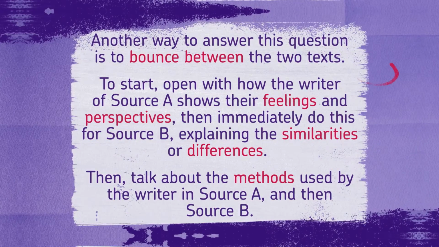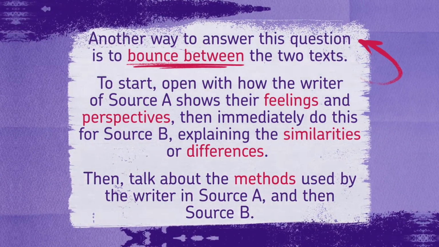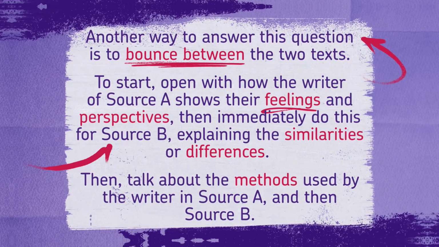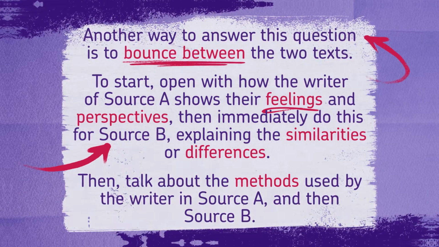Do keep an eye on the time though. Making comparisons using this method can be challenging. Another way to answer this question is to bounce between the two texts. So, to start, open with how the writer of source A shows their feelings and perspectives. Then, immediately do this for source B, explaining the similarities or differences.